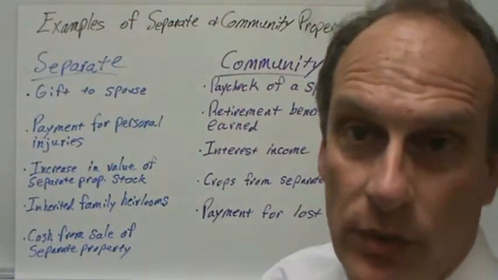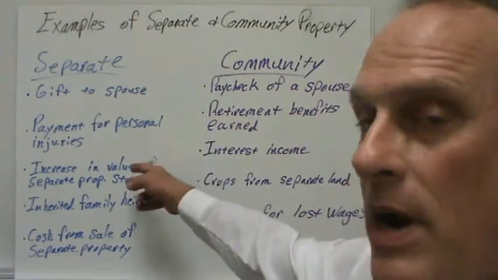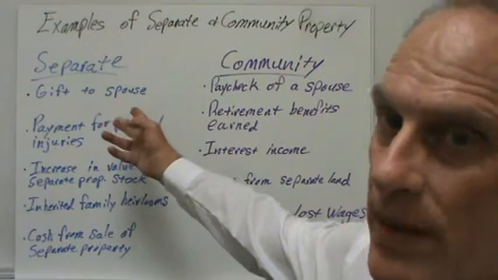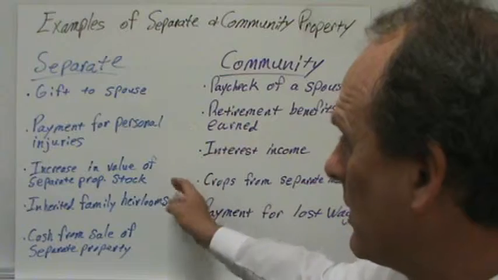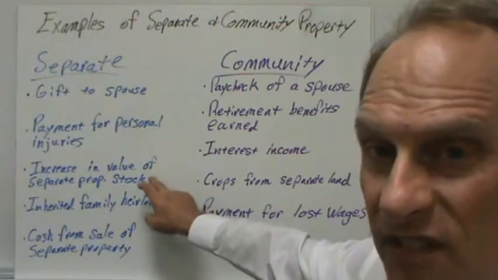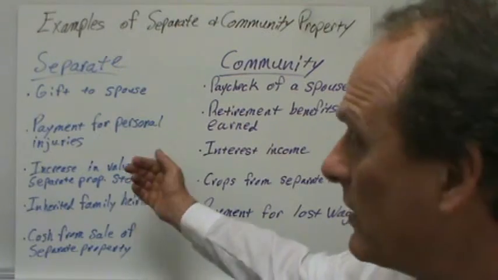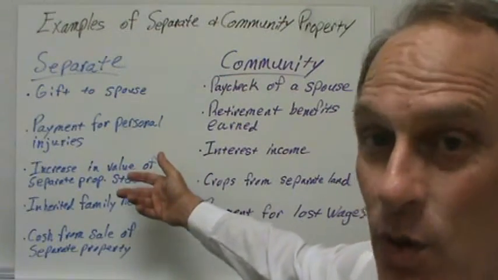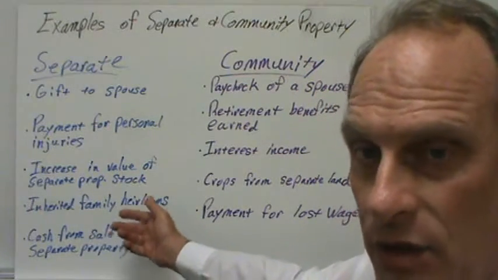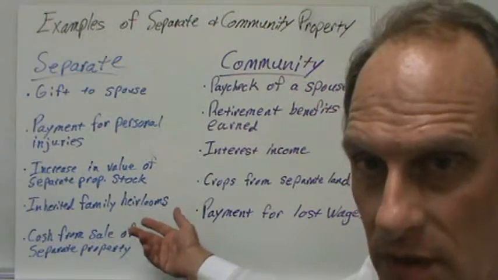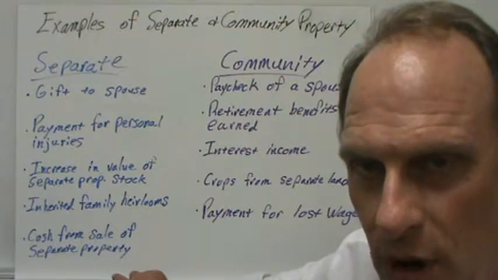Let's look at some examples of separate and community property. Over here, separate property. A gift to a spouse, separate property. Payment for personal injuries, separate property. Increase in the value of stock, where the stock was separate property, well, that increase in the value is going to still be separate property. Anything you inherit, including family heirlooms, separate property. Cash from the sale of separate property.